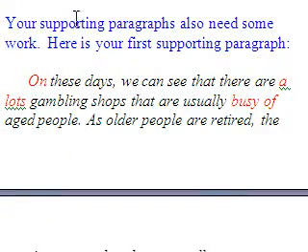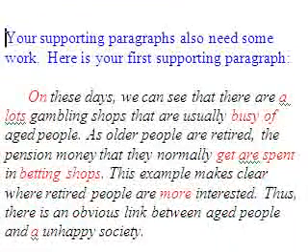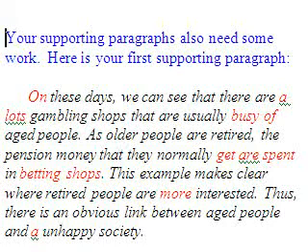Okay. I'm going to put this on one page. Let's make it easier to see. So your supporting paragraphs also need some work. Here's your first supporting paragraph. So I'll read it really quickly.